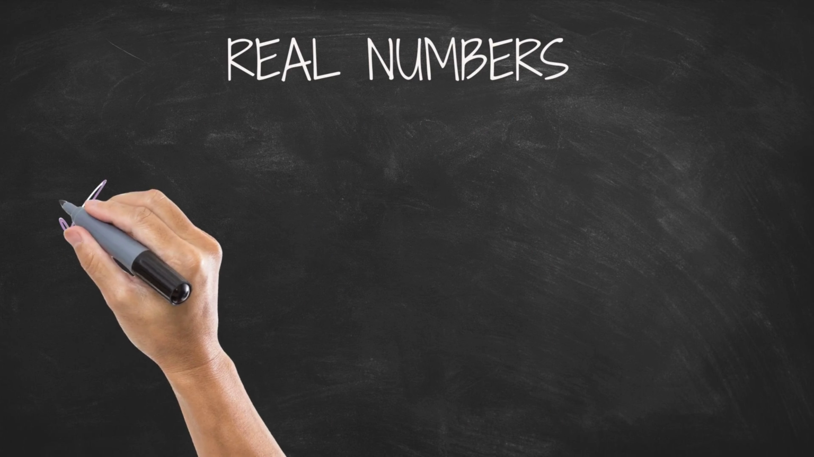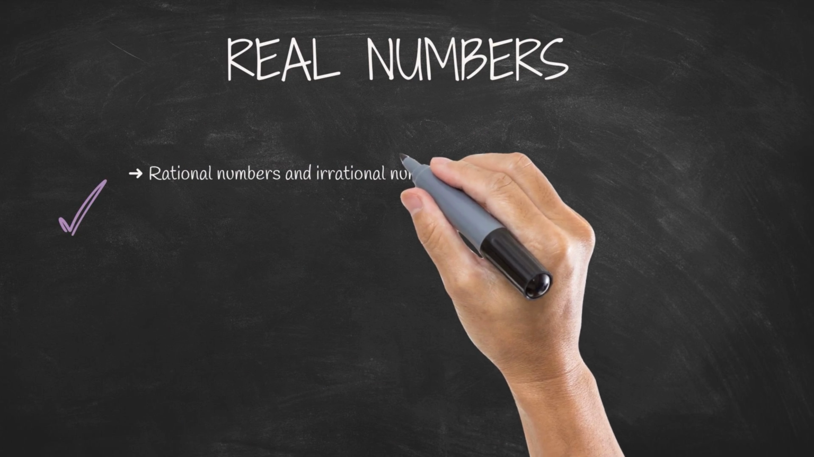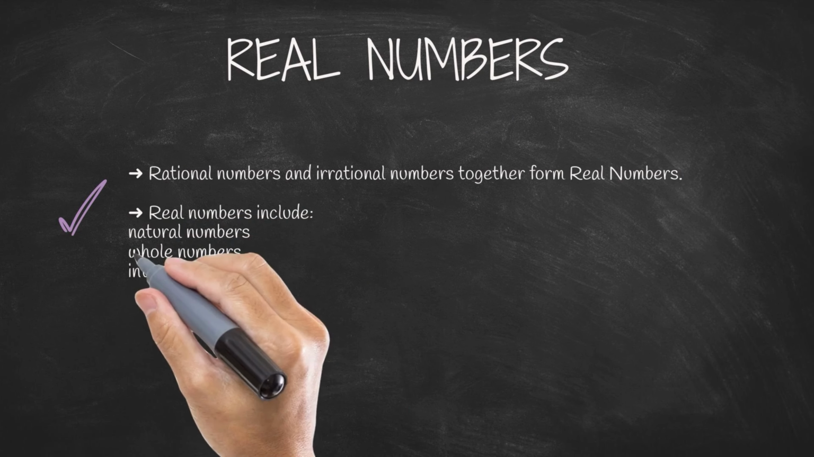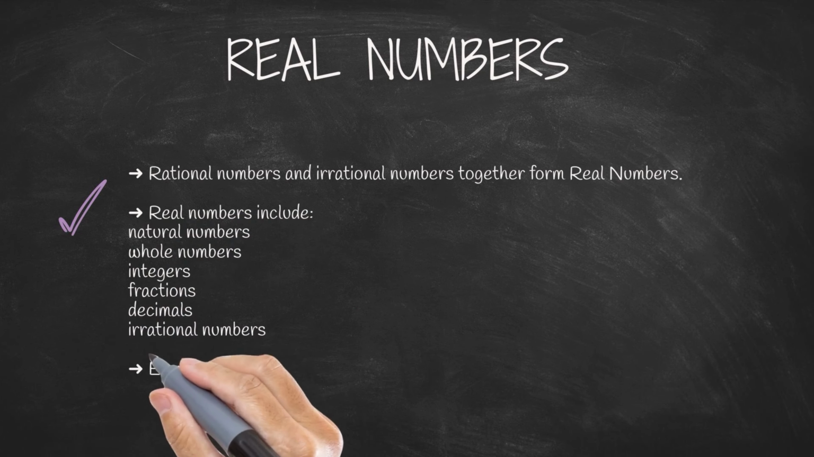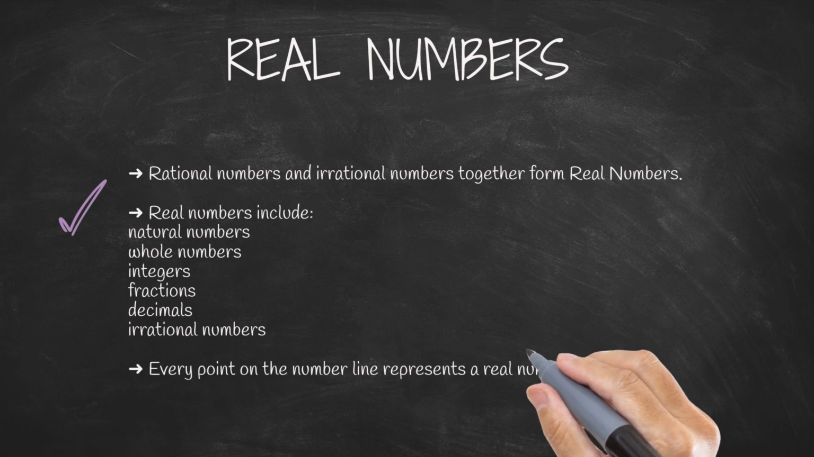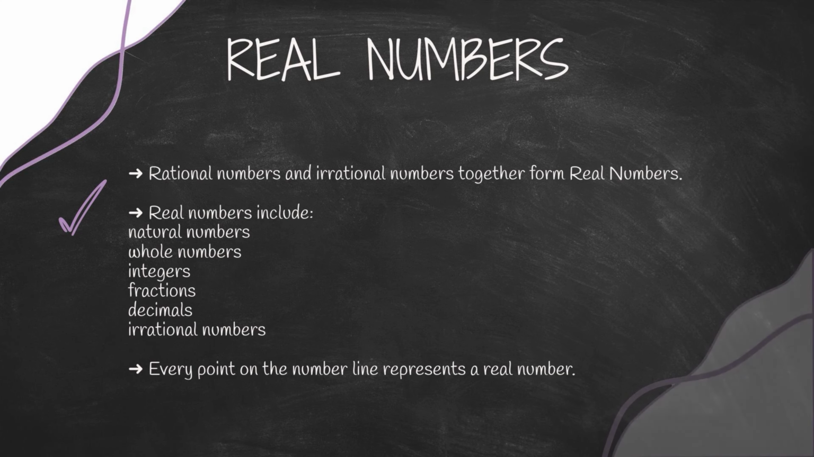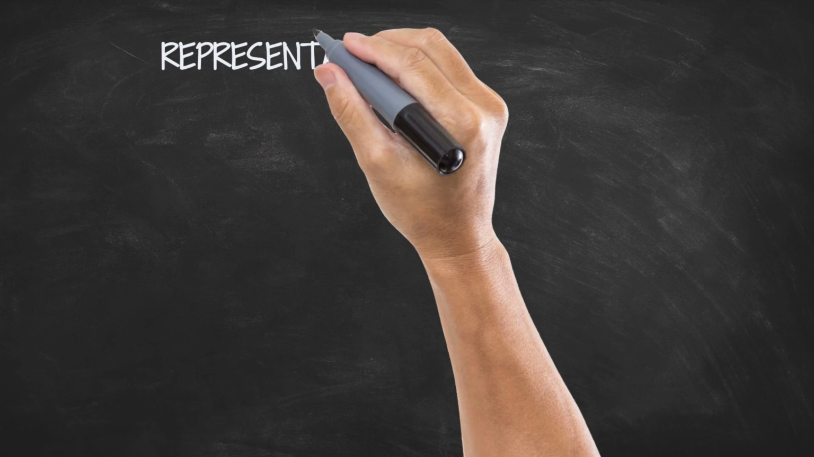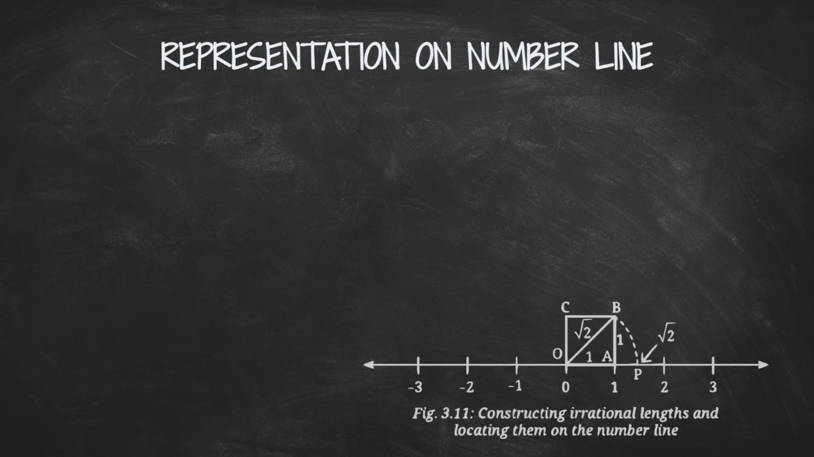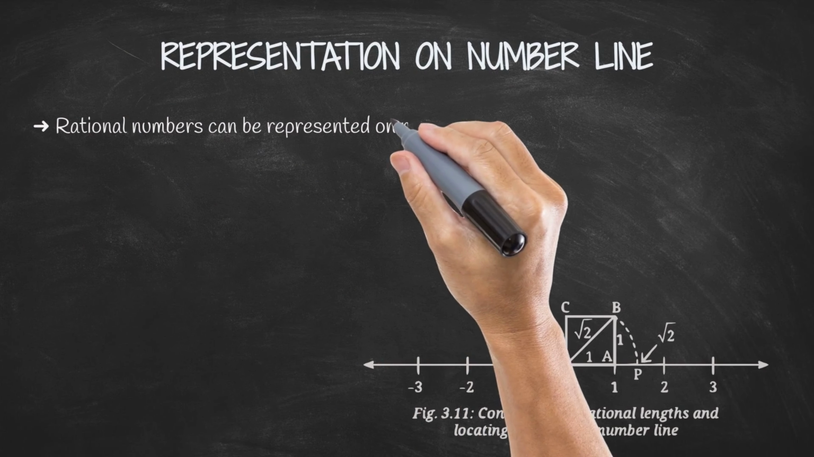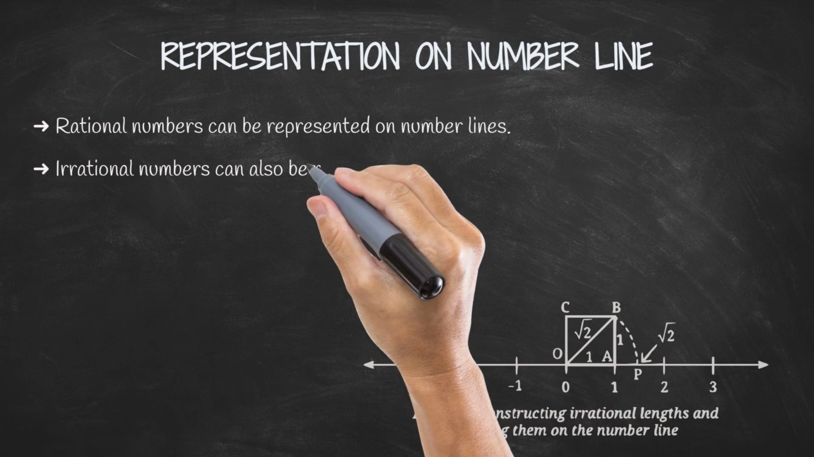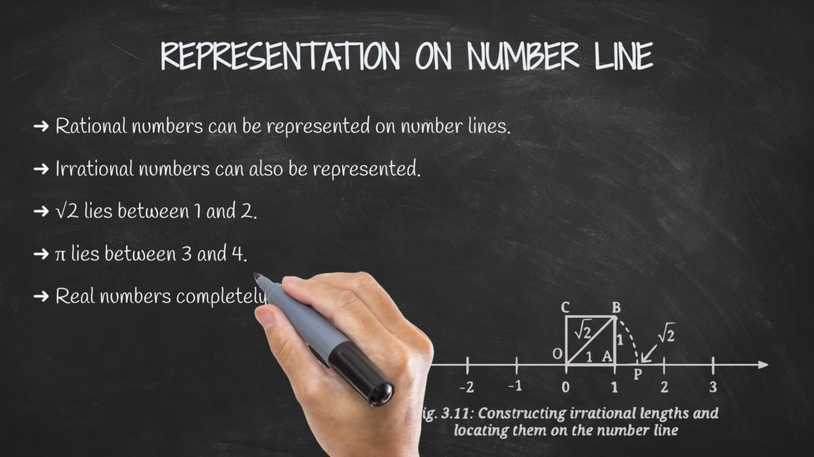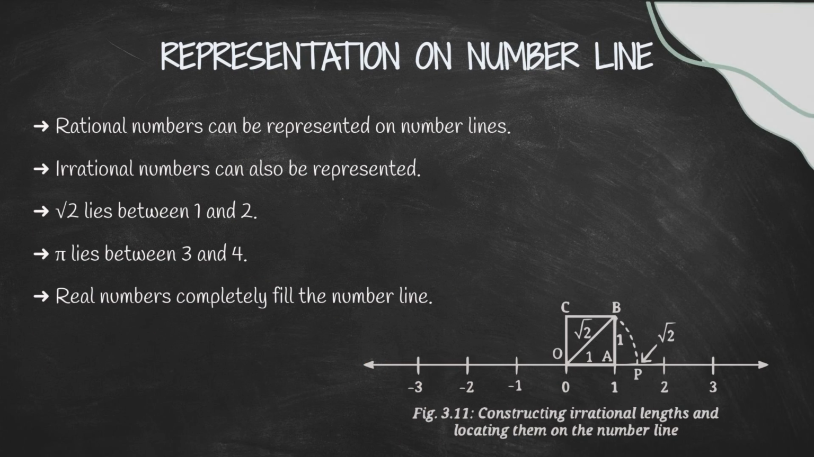Real numbers. Rational numbers and irrational numbers together form real numbers. Real numbers include natural numbers, whole numbers, integers, fractions, decimals, irrational numbers. Every point on the number line represents a real number. Representation on number line. Rational numbers can be represented on number lines. Irrational numbers can also be represented. Square root 2 lies between 1 and 2. Pi lies between 3 and 4. Real numbers completely fill the number line.